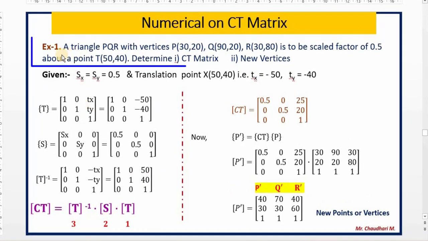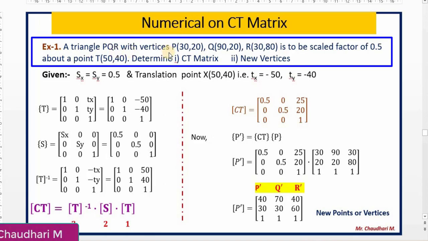The numerical is a triangle PQR with vertices P (30, 20), so the first point is the coordinate 30, 20, Q (90, 20) and R (30, 80), to be scaled by a scale factor 0.5 about a point. Here it is not mentioned whether the scale factor is with respect to x or y, so we assume the scale factor for both is 0.5, about the point T (50, 40). What do we have to find out? Determine the CT matrix and the vertices.